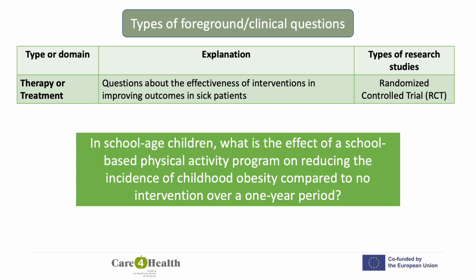Let me show you the type of domain therapy or treatment. This type of question tries to respond to what is the effectiveness of the interventions in improving outcomes in sick patients. We should seek randomized controlled trials as the best evidence to answer the clinical question. And this is an example of this type of question. In school-age children, what is the effect of a school-based physical activity program on reducing the incidence of childhood obesity compared to no intervention over a 1-year period?